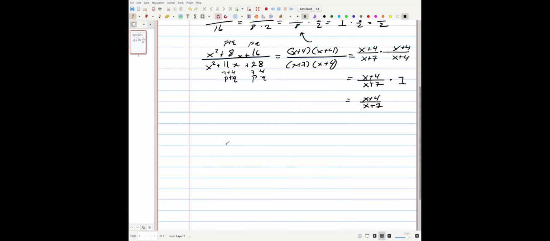So moving on to our next topic, multiplying rational expressions.